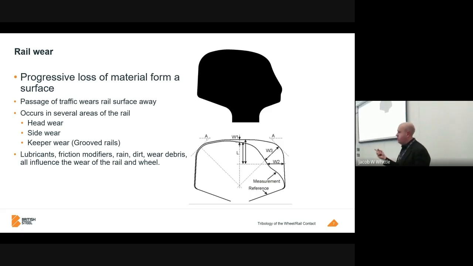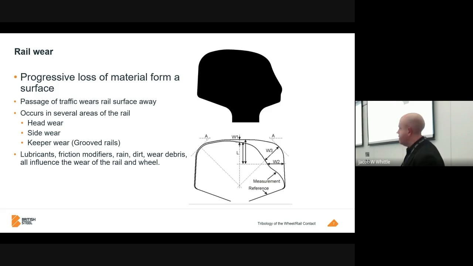One way to combat wear is to use lubrication, which is what we do in the rail industry. Another way is to boost the hardness of the wheel and the rail. There's two ways you can do that. You can either microalloy the steel, so you can add different elements in there to boost the hardness, or you can heat treat the rail to boost its hardness.